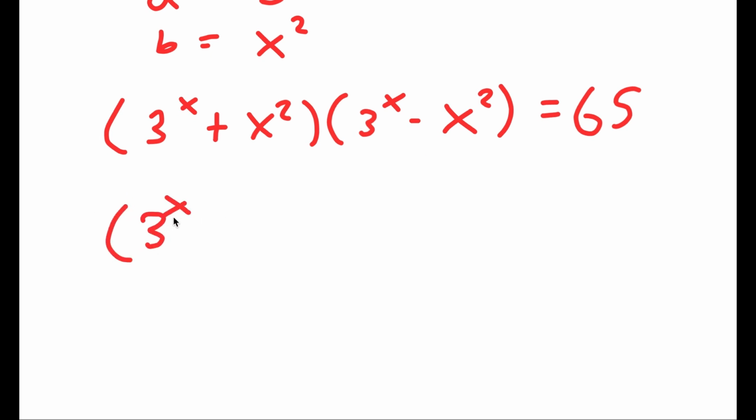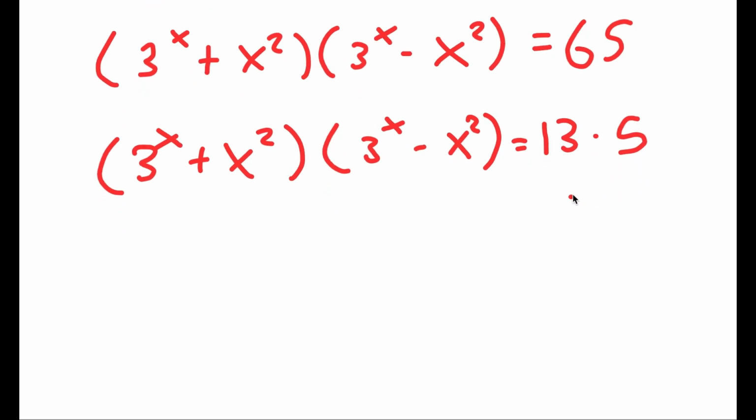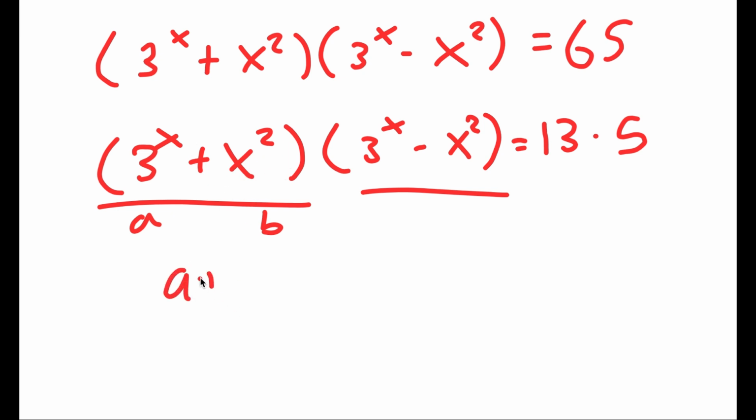Now, what I'm going to do is rewrite 65 as 13 times 5. And again, this is a and this is b. 3 to the power of x is a and x squared is b. And a plus b is greater than a minus b.